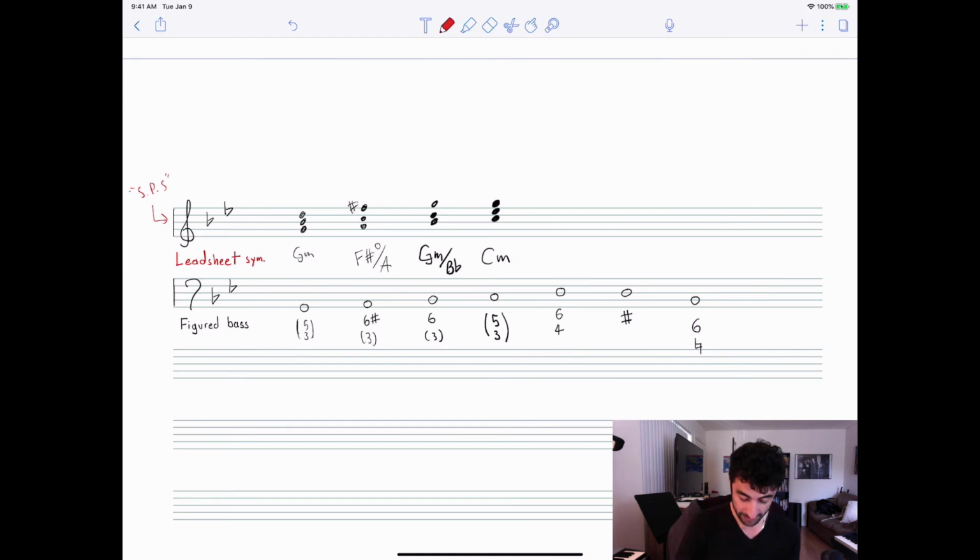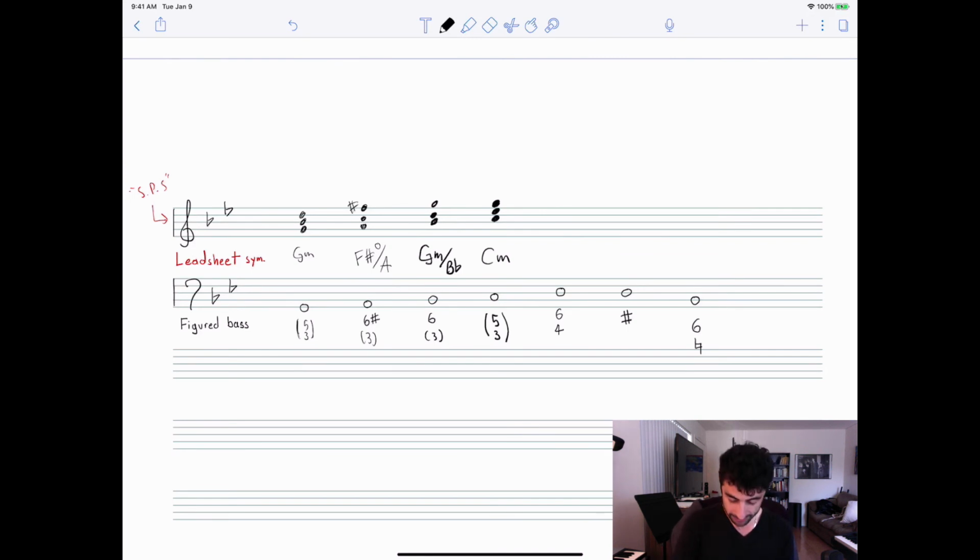Why minor? Because I see that it has a minor third between the root and the third, a major third between the third and the fifth, and a perfect fifth between C and G, between the root and the fifth. Let's keep going because this is getting interesting.